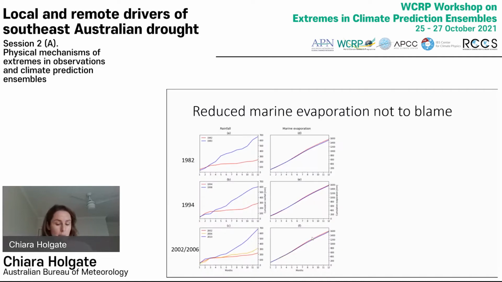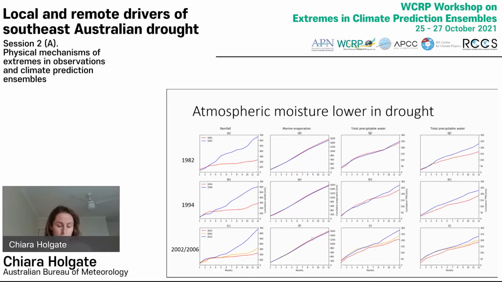So we can see here that it wasn't because those key marine source regions were evaporating less. Here I'm showing the cumulative rainfall in the first column in the red drought years compared to the corresponding drought termination years in blue. Obviously, there's lower rainfall totals during drought. But in the second column, we can see that evaporation in marine source regions doesn't really change between the drought and the drought termination periods. And yet the amount of moisture in the atmosphere above the region was lower during drought, particularly in the southern region, which I show in the rightmost column here.